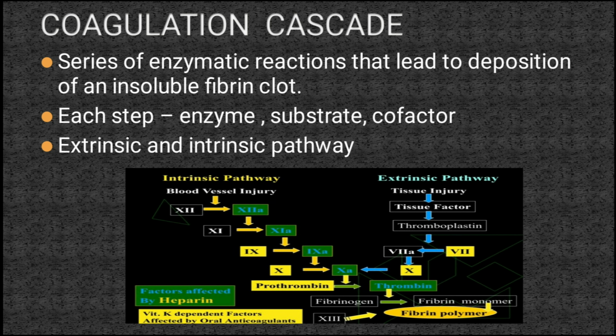Next is the coagulation cascade. It is a series of enzymatic reactions which leads to the deposition of an insoluble fibrin clot. Each step of the coagulation cascade involves an enzyme, a substrate and a cofactor. An enzyme is actually an activated coagulation factor, a substrate is a proenzyme form of a coagulation factor, and a cofactor is actually an accelerator. The coagulation cascade usually has two pathways, the extrinsic pathway and the intrinsic pathway.